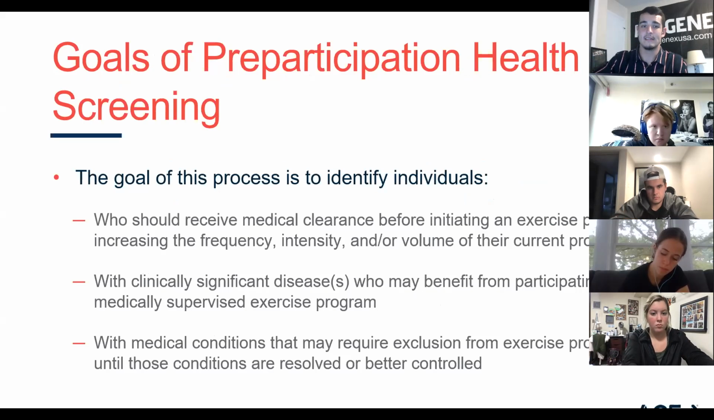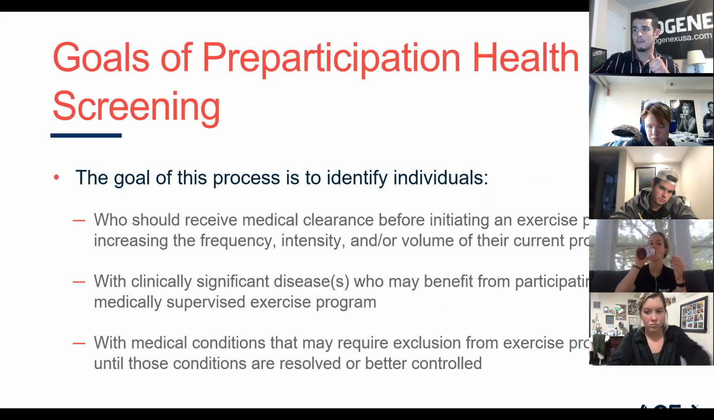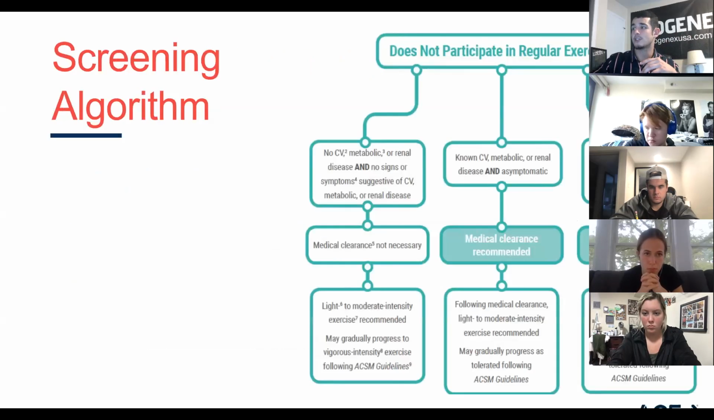So the whole goal is to figure out who needs medical clearance before they can start training with you. Who might benefit from having some medical supervision, and then identifying medical conditions that would be like, no, you can't be part of an exercise program right now. So here's our screening algorithm, and we'll kind of walk you guys through this.